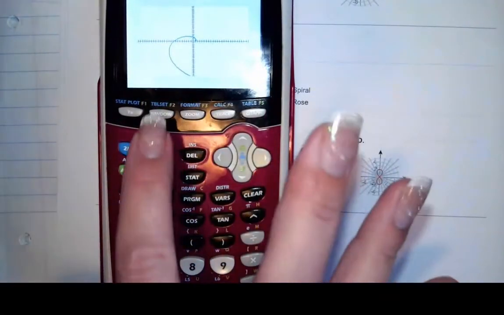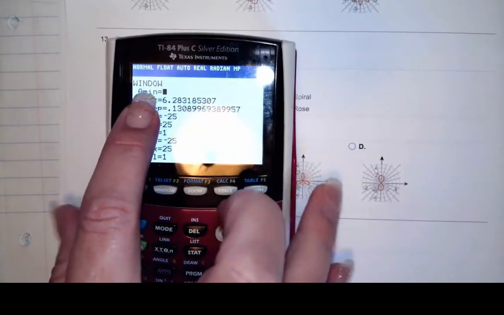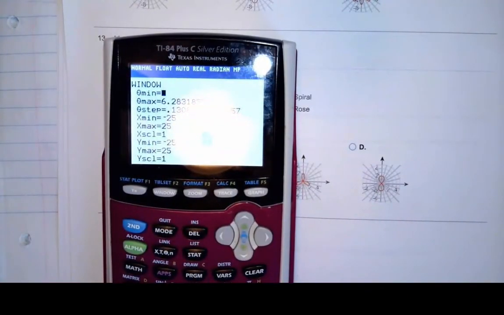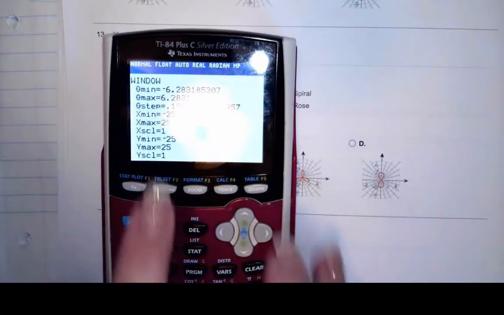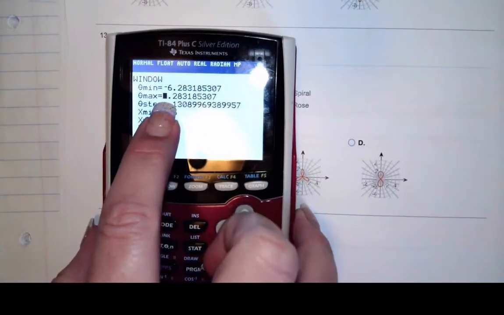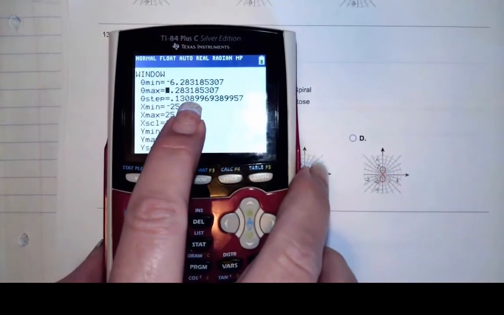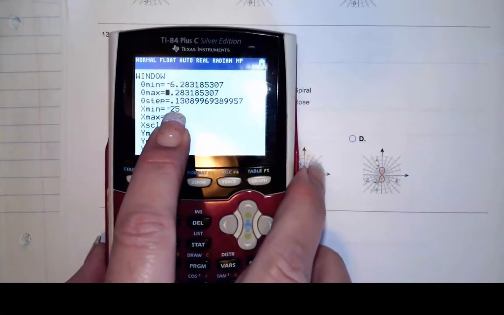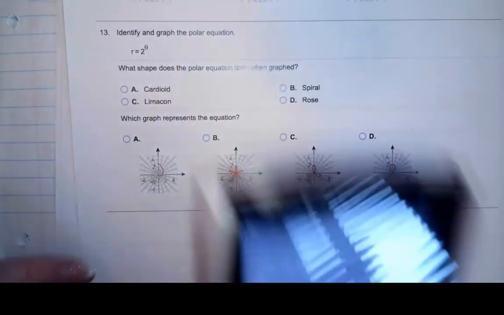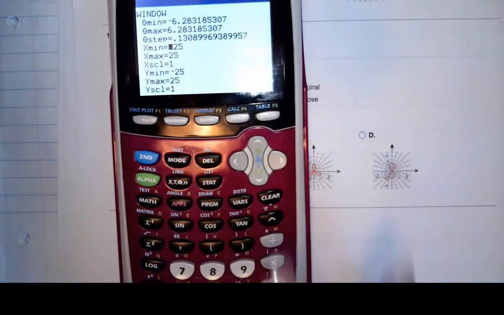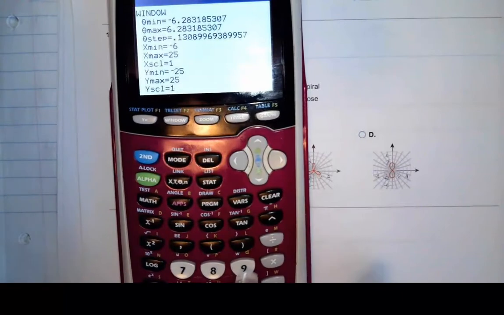So first of all, I'm going to change my window. I'm going to change my theta minimum to negative 2 pi. Right now your theta starts at 0. Well, I want it to start at negative 2 pi just because I want to explore a little bit. And then we're going to go to a positive 2 pi, which is positive 6.28. I don't care about my theta step. I'm going to zoom in a little bit. These are in terms of 4s and 5s, so I think I'm just going to go to negative 6 and positive 6, negative 6 and positive 6.